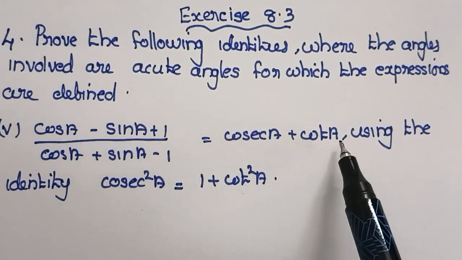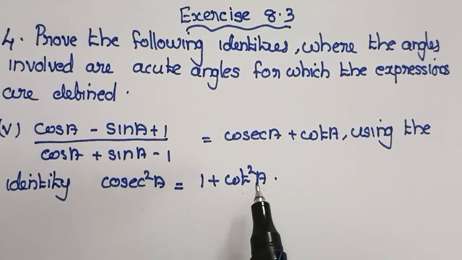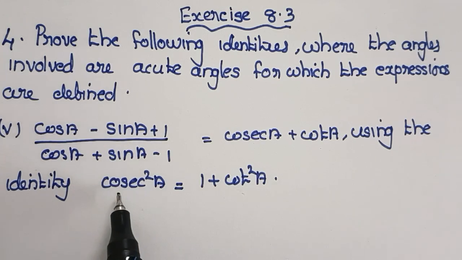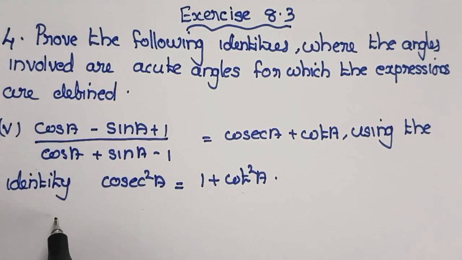using the identity cosec square A equal to 1 plus cot square A. That is, we have to prove this identity using the cosec square A equal to 1 plus cot square A identity. Okay. Now take the LHS.